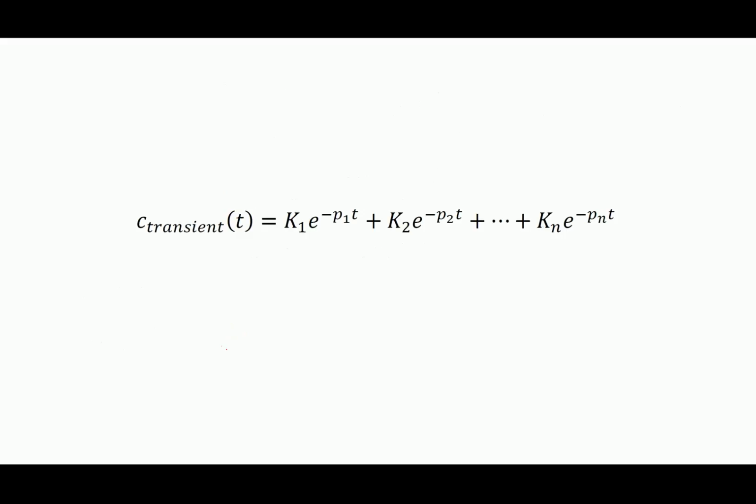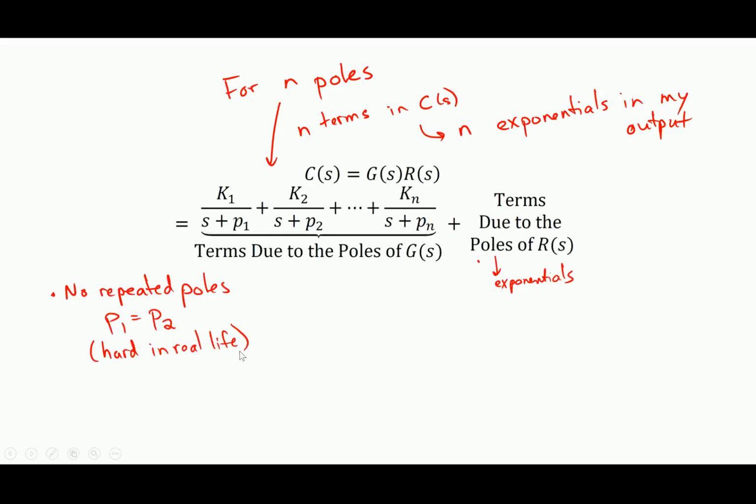All right, it's really, really hard to achieve. Okay, as long as I have no repeated poles, essentially what I have is either these guys look like as I've written. This guy has an inverse Laplace transform that's an exponential. This guy has an inverse Laplace transform that's an exponential. So if I were to write the time domain piece of this, I would have k1 e to the negative p1 t plus k2 e to the negative p2 t, so on and so forth.